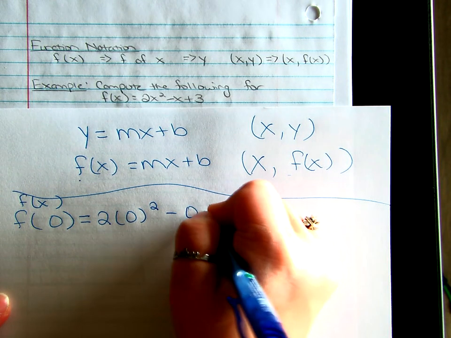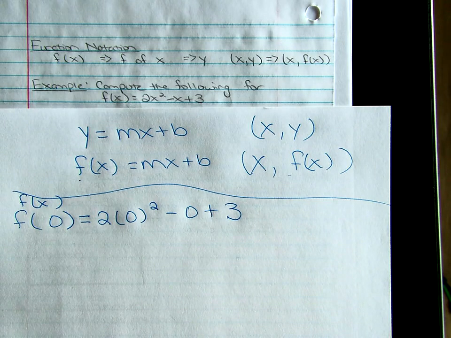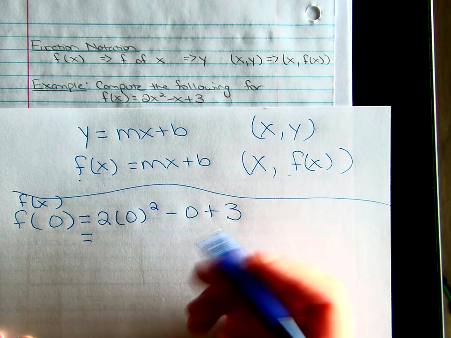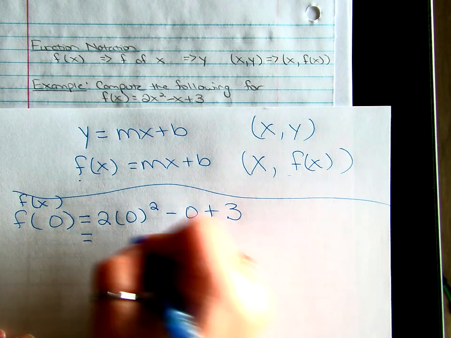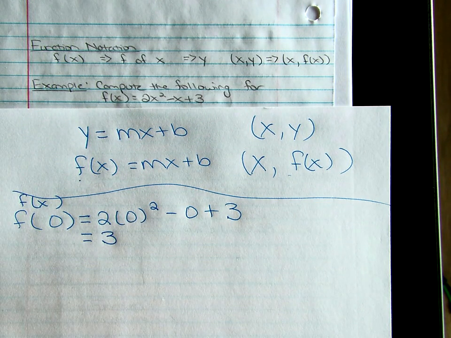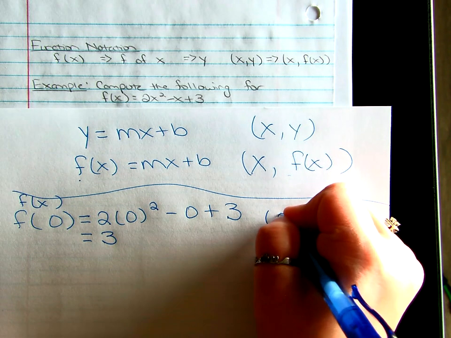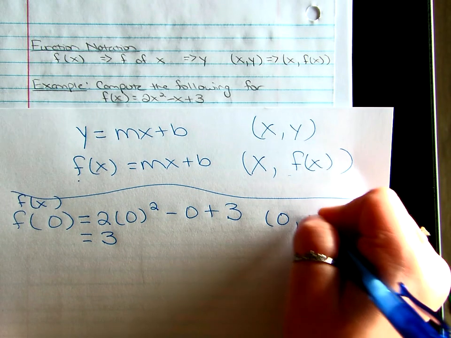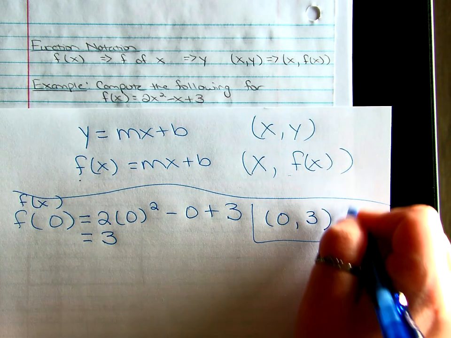These are what I call plug and chug problems. The value that they give you inside of that parenthesis is what you're plugging into the equation in place of that x. So you're doing a substitution and then you're solving. Well, 2 times 0 squared is 0, minus 0 is 0, plus 3 is 3. So when x is 0, I get out that f of x, or f of 0 at that point, is 3. So I actually get this ordered pair of 0, 3.